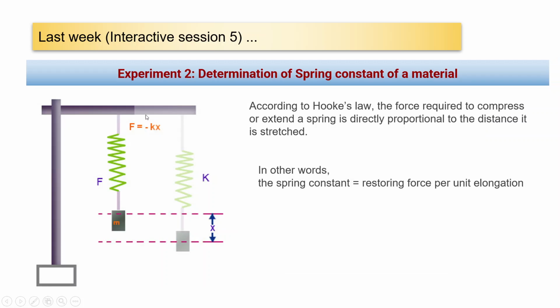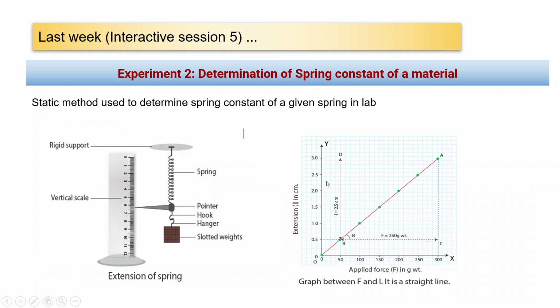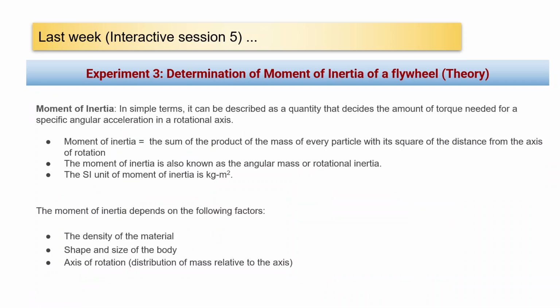After this, we understood the second experiment, which was determination of spring constant of a material, and did questions based on this as well. Then our third experiment, of which we understood only the theory, was determination of moment of inertia of a flywheel. In the last class we had discussed what moment of inertia is, its significance, and how to calculate moment of inertia for different bodies corresponding to different axes of rotation.